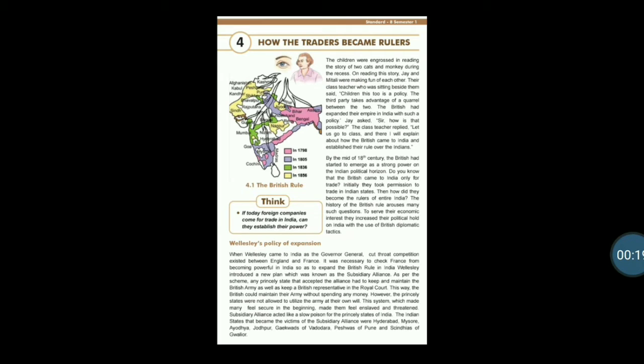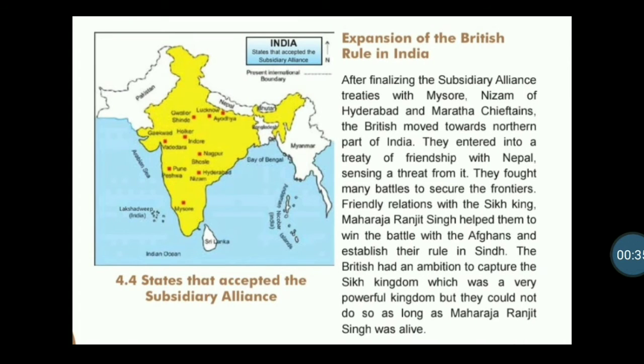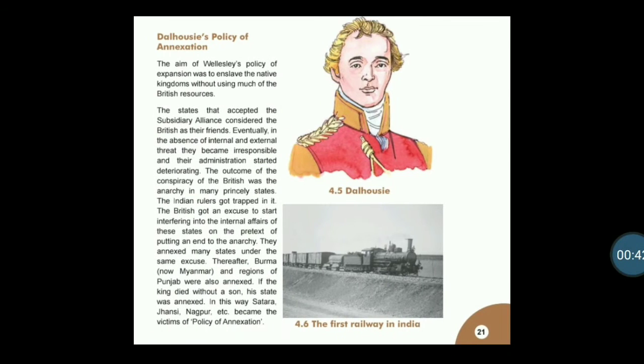So, students, we have already studied the subsidiary alliance. Lord Wellesley implemented this subsidiary alliance, and we have studied how many of the states accepted it. Now, today in the same chapter, we are going to study the policy of annexation. This was implemented by Dalhousie.